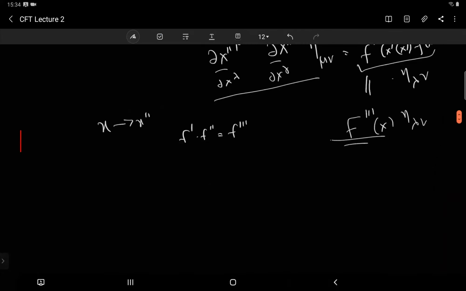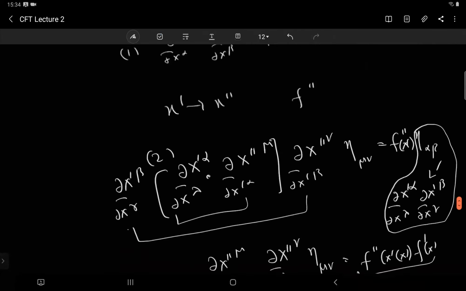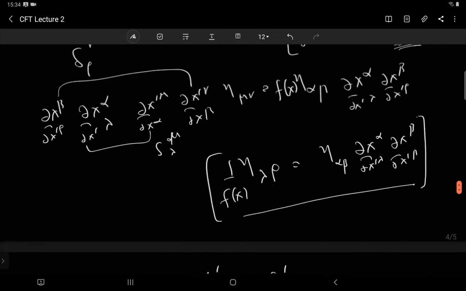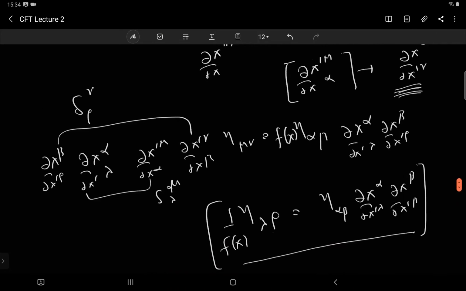Sir, can you go to the invertibility case? The equation we found. What is the meaning of the last equation? The last equation in the box. So when you multiply this by this factor, you got this equation, right? This means that if I had gone from x prime to x, then this is also a conformal transformation, but the factor of f is 1 by f.